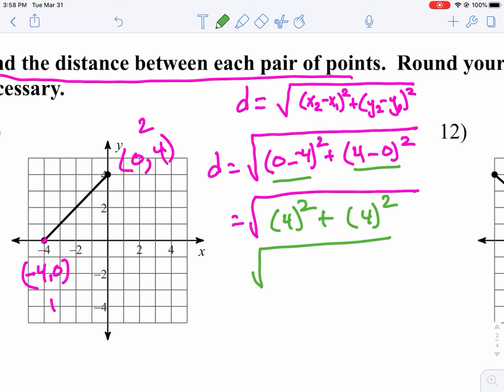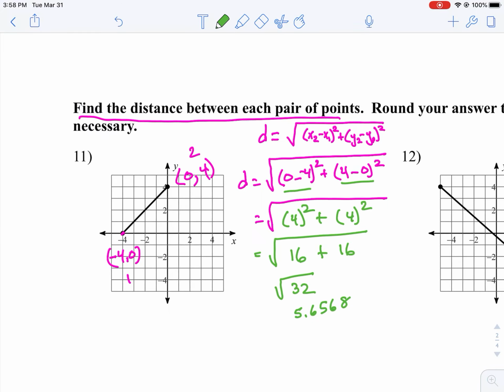And then, if we remember, 4 squared is 16, plus 4 squared is 16, and that's the square root of 32. Get out our trusty calculator, turn it on, make sure everything's cleared, get the square root of 32, and we enter that, we get 5.6568. It goes on and on.